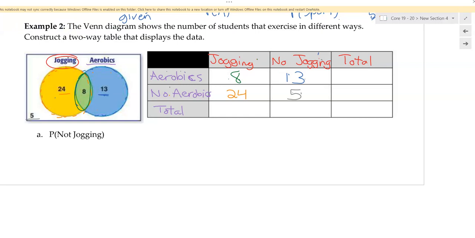Then I have to find my totals. 8 plus 13 is 21. 24 plus 5 is 29. Going down, 8 plus 24 is 32. 13 plus 5 is 18. And 21 plus 29 is 50. So then I'm finding the probability of not jogging. Well, not jogging or no jogging. There's a total of 18 people who don't jog. That does reduce to 9 out of 25.